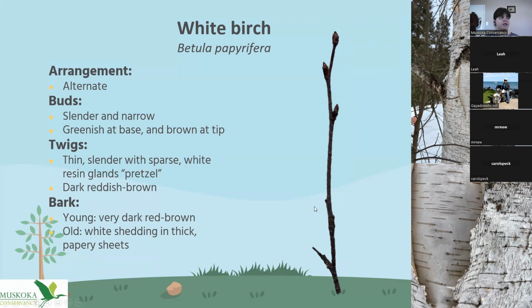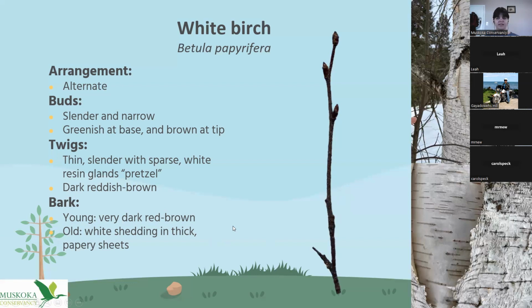The twigs are considered slender, of course, as you can see here, and they have sparse white resin glands on them, which almost give them a pretzel-like look and texture as well. So that's a helpful tip to remember. And they tend to be a dark reddish brown color. And some of my pictures aren't the greatest, but hopefully you guys can see some of those white spots there.